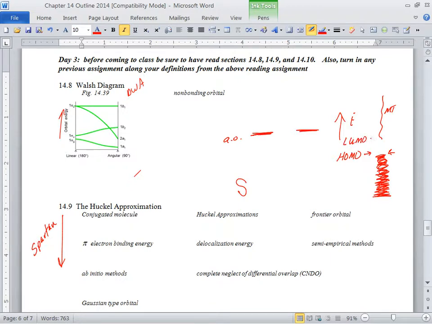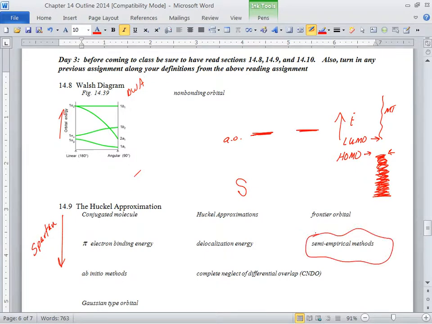I think you've used this talk. HOMO and LUMO, that would be your lowest energy transition. They call those the frontier orbitals, right? HOMO is highest occupied molecular orbital. LUMO, lowest unoccupied molecular orbital. Yeah, you know all that.